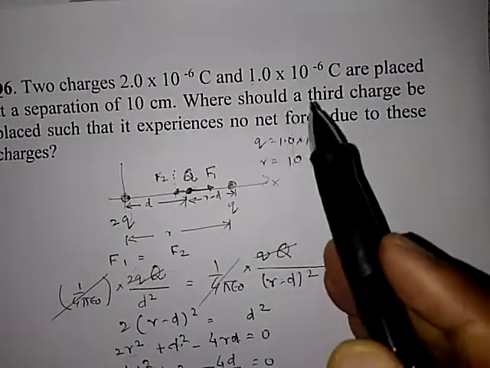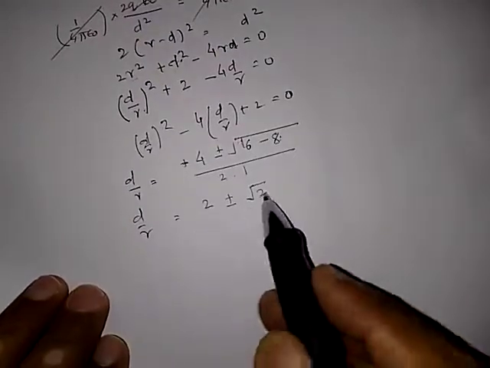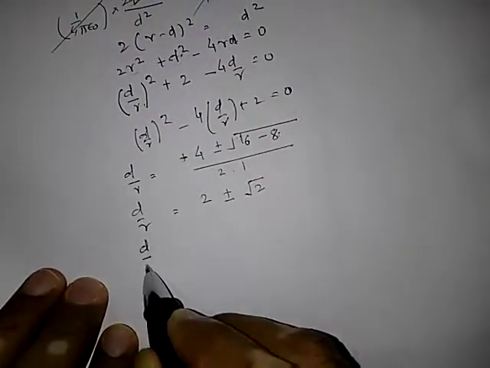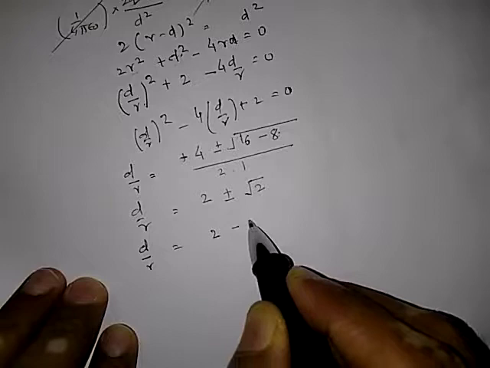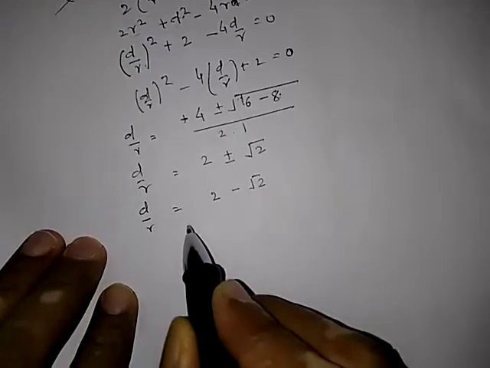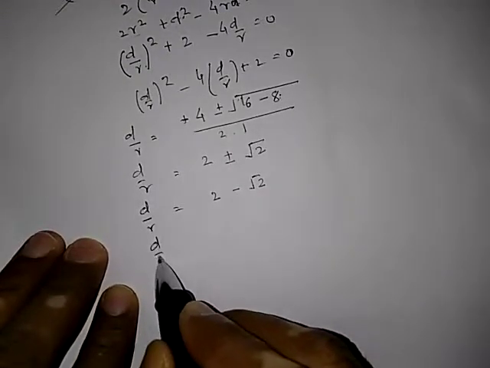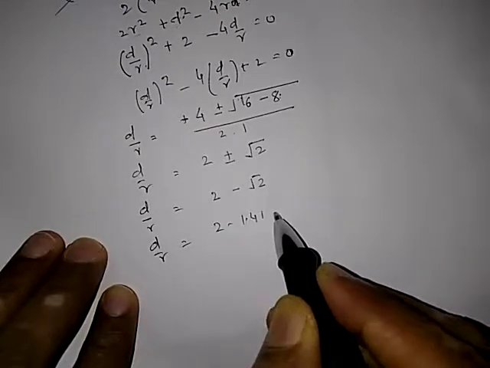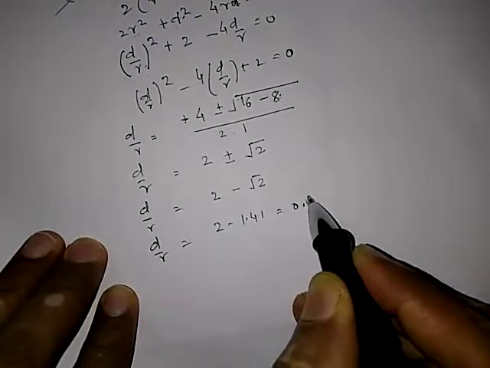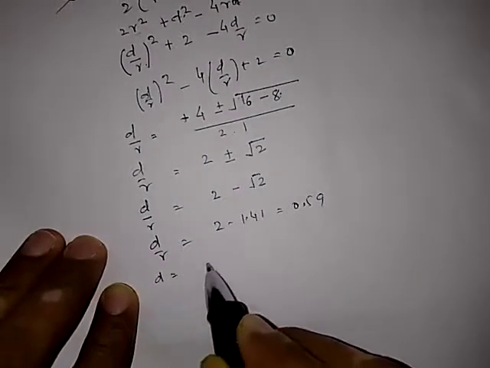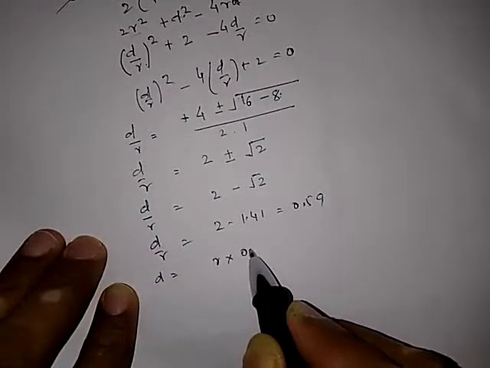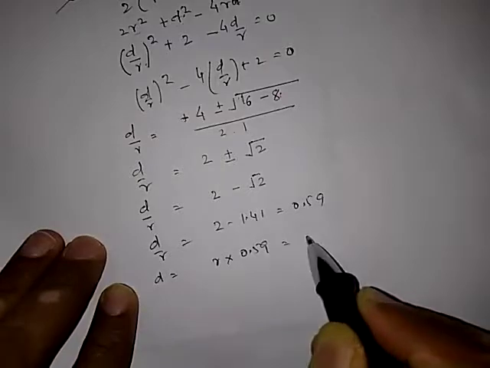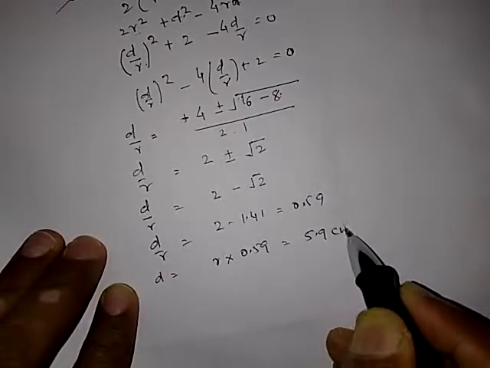D cannot be more than R, so we reject 2 plus square root of 2. So the only solution is 2 minus square root of 2. You should always remember the square root of 2 value, so 2 minus 1.41 is 0.59. So D is going to be R multiplied by 0.59. R is 10 centimeter, so it's 5.9 centimeter.